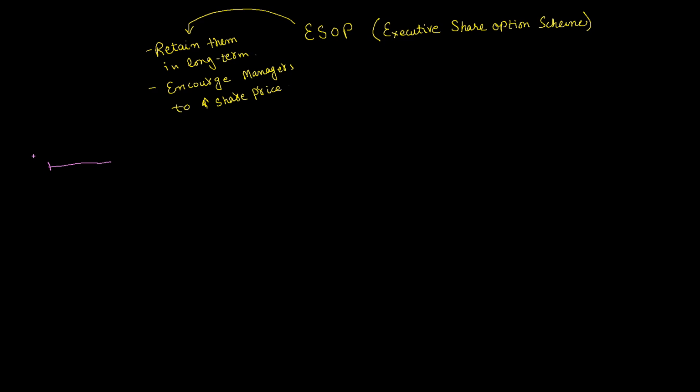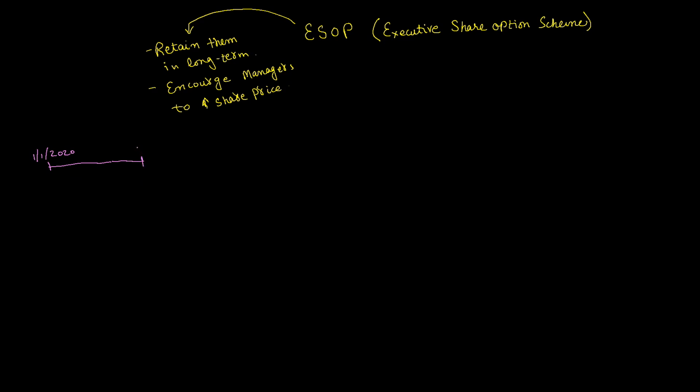Let's say it's 1/1/2020, and at this date, the company or the employer agrees with the employee that we will give you a certain amount of shares. For example, we will give you 2000 shares, or we will give you the option of 5000 shares at a certain period. Let's say that period is 2 years.